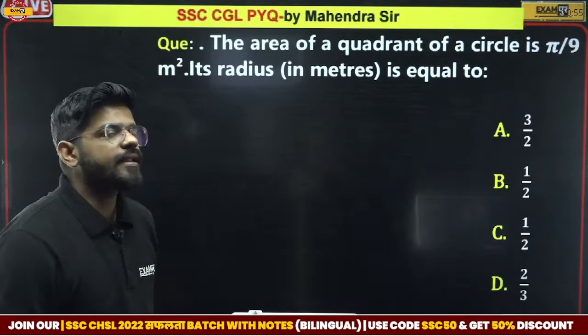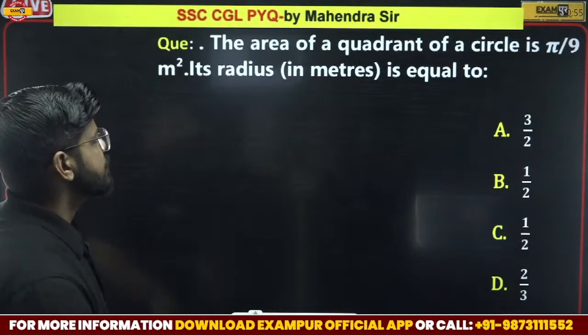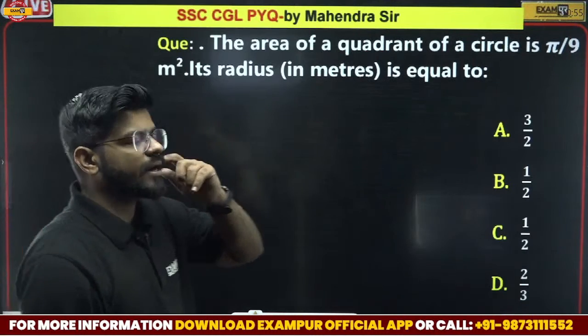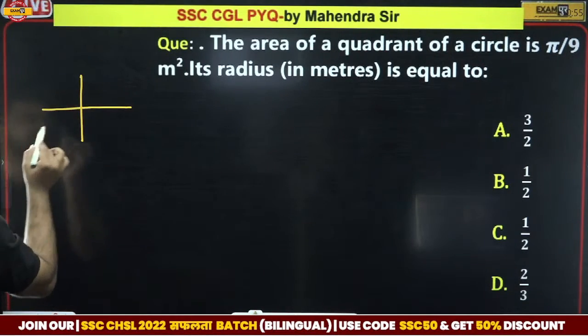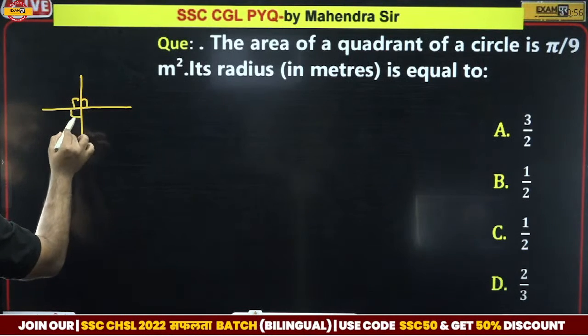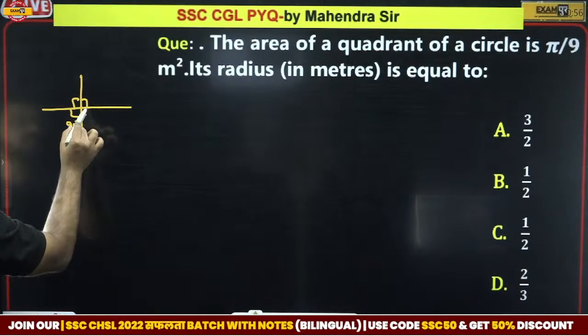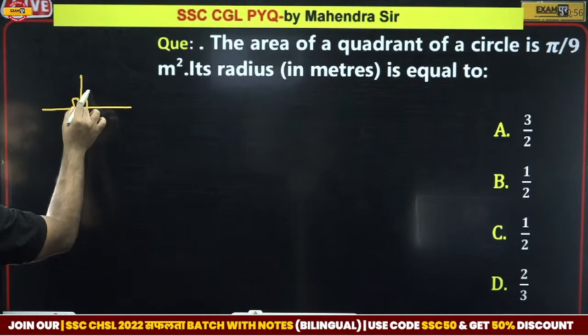So you are getting option number D, absolutely correct. Now what is the quadrant? You know what the quadrant is. So this is the quadrant. Each quadrant is of 90 degree. You know that already, right?